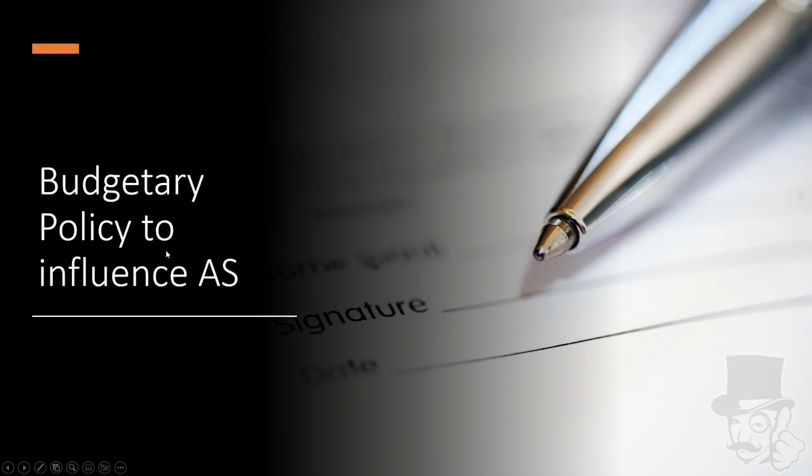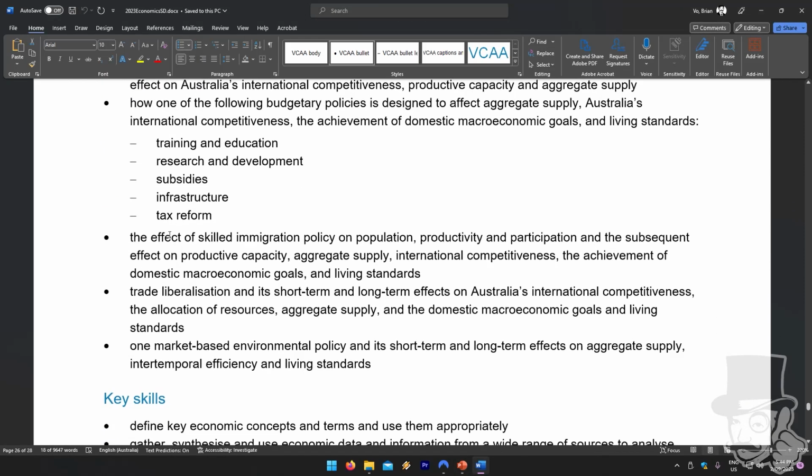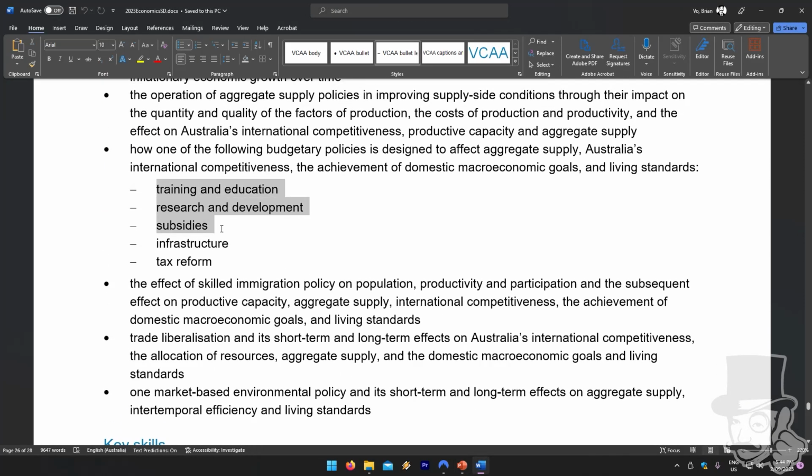So, the next key knowledge point is how budgetary policy influences AOS. So I believe there were 4 or 5 different ways we could have gone about this. So you could do training, education, research and development, subsidies, infrastructure and tax reform.